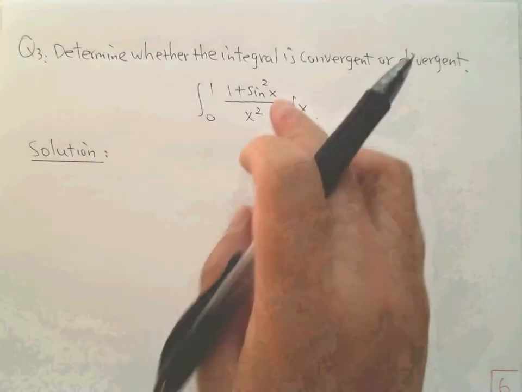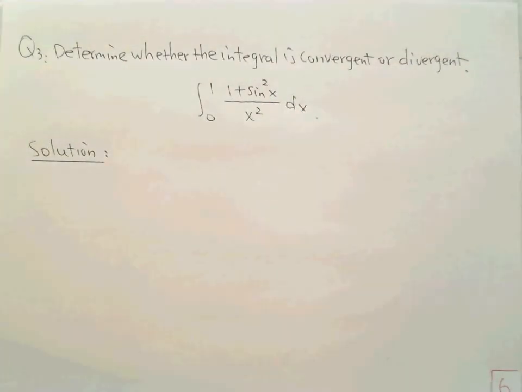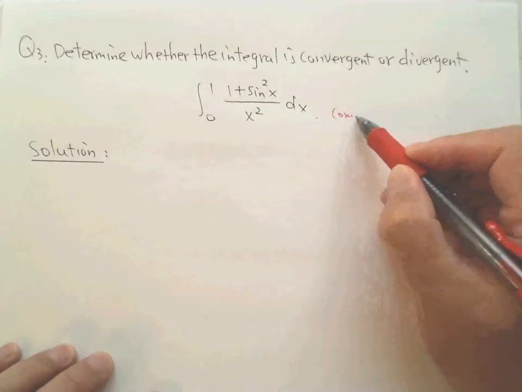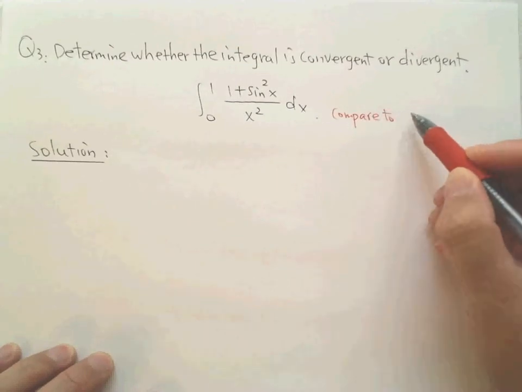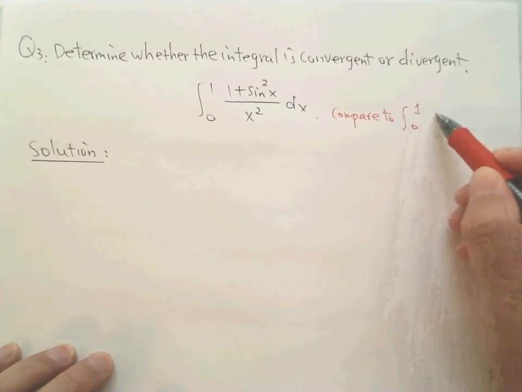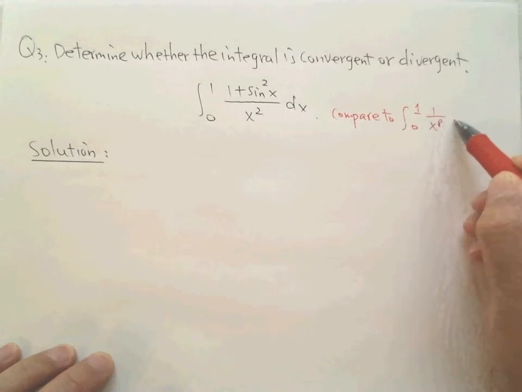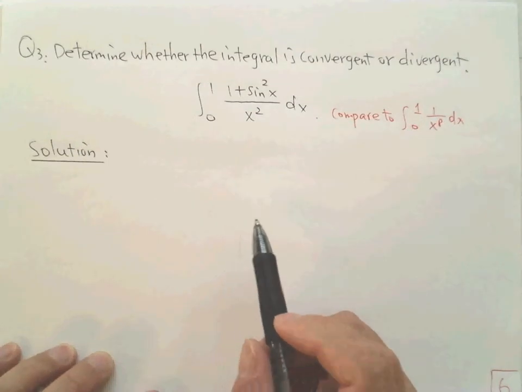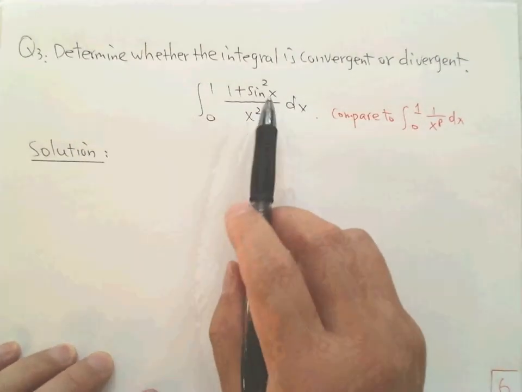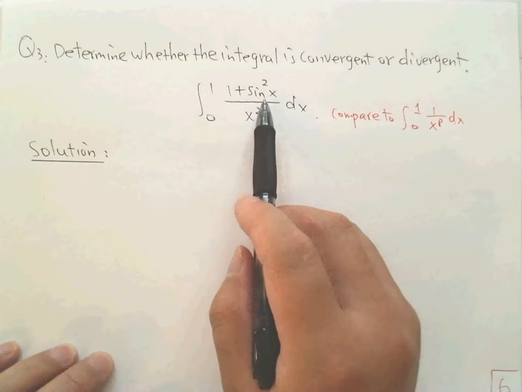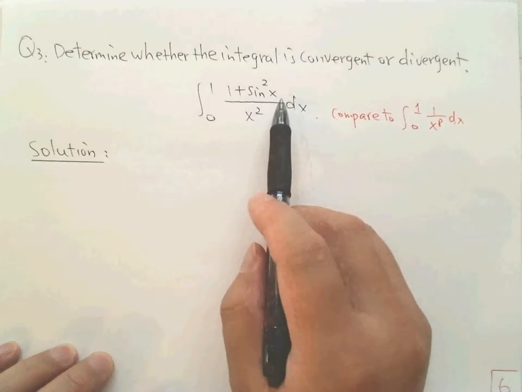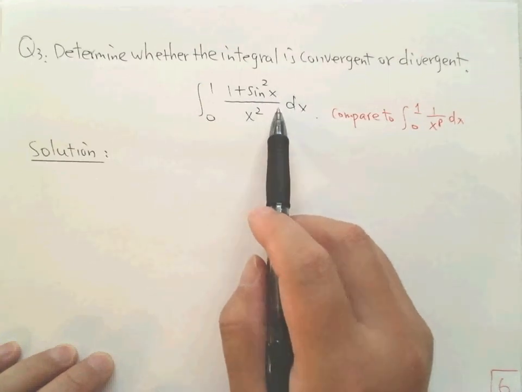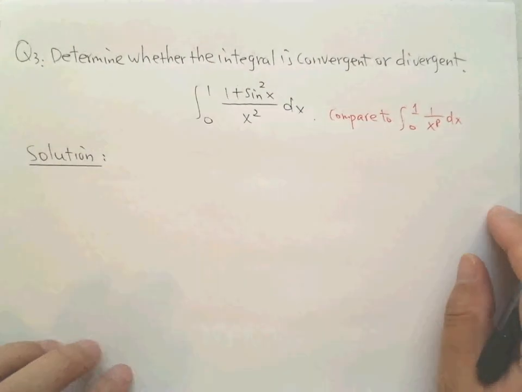Let's look at one more. How do we do the comparison this time? We have to compare this to 1 over x to the p's power. What is p? We need to find it out. This time you have to try. If you use that it is smaller than 2 over x squared, you will fail.